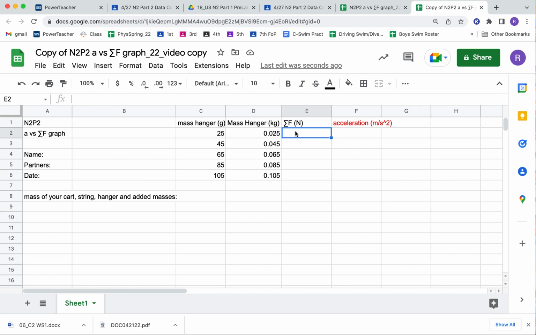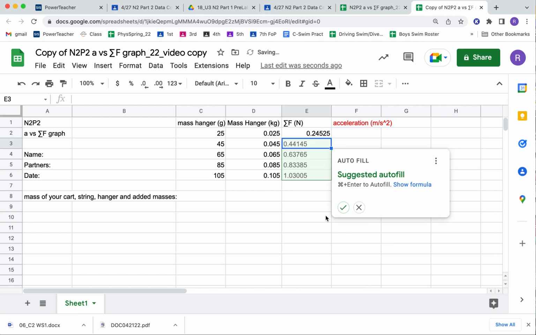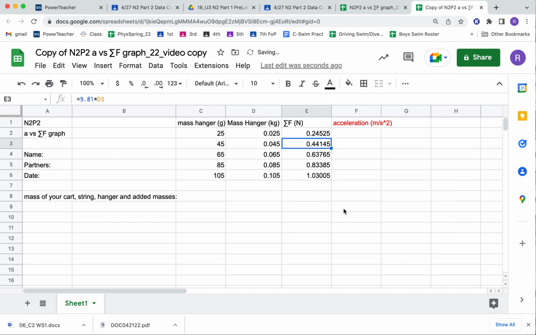Next up, I want to know what the net force acting on my system is. Well, we know the net force is the weight of the hanger. Just like we've been calculating in class, we're going to take the mass and multiply it by 9.81 newtons per kilogram. So 9.81 times, and then I'm going to click on the mass of the hanger in this top column. And I'll hit enter. It'll ask, do we want to do that for all of them? And the answer is yes. So now we have all of our net forces as well.